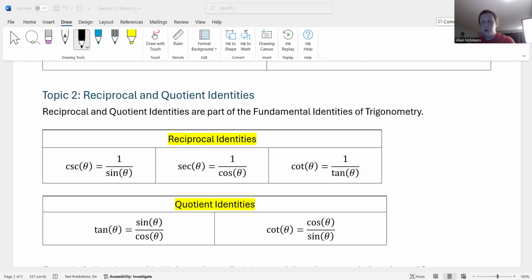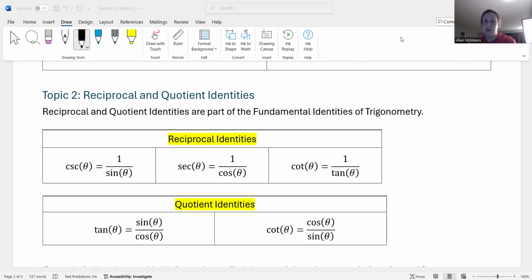Okay, for topic two, we're going to look at reciprocal and quotient identities. When you're dealing with anything in math, if they introduce something called an identity, it's just an equation or a statement that is always true. So when we think identities, it is something that is always true. And at some point, we'll prove some of these identities.